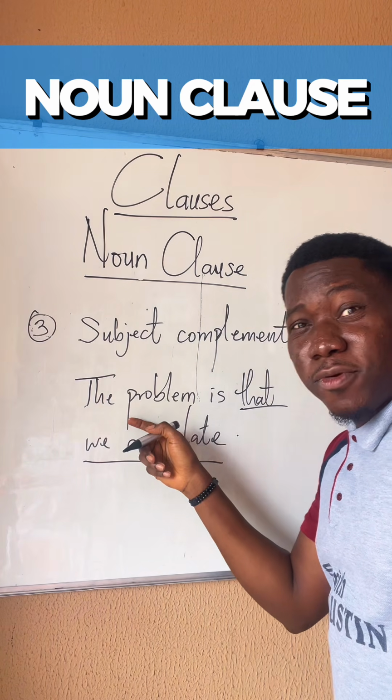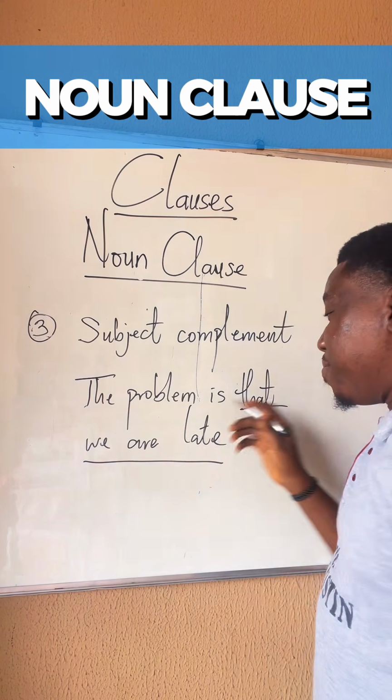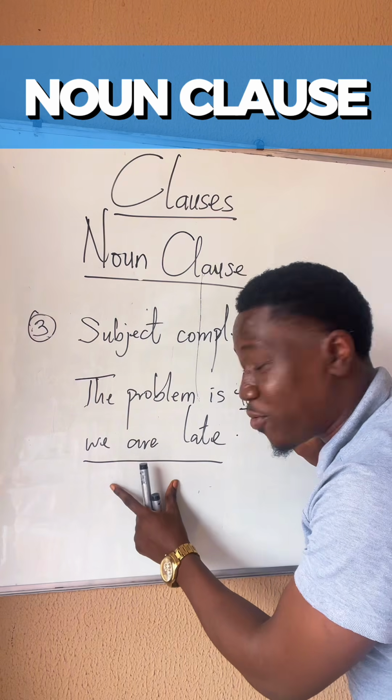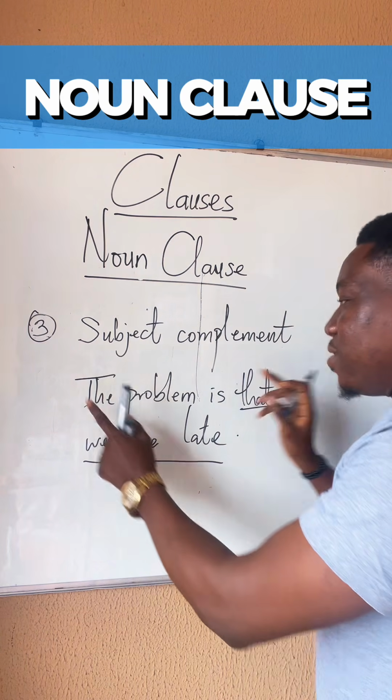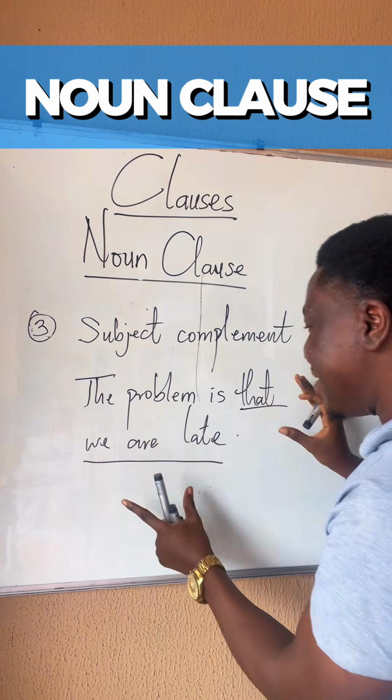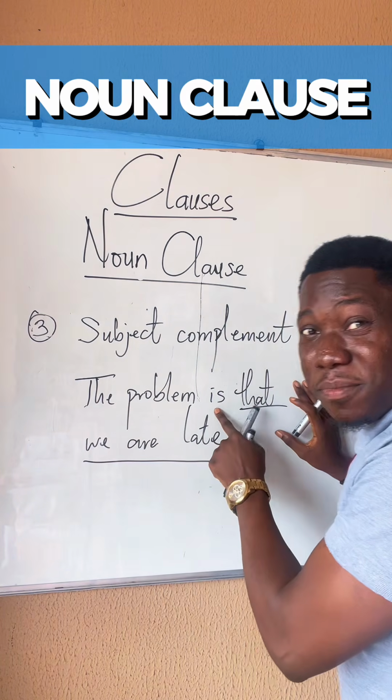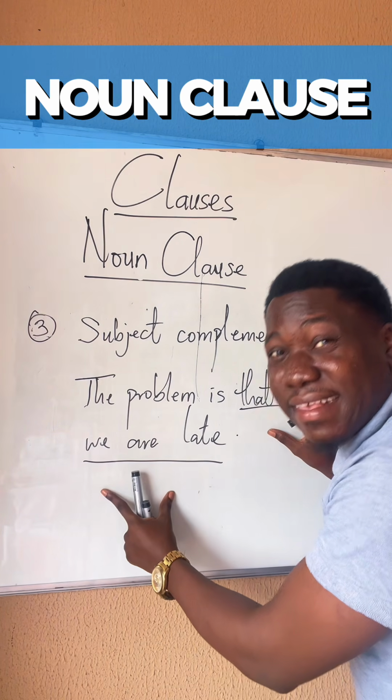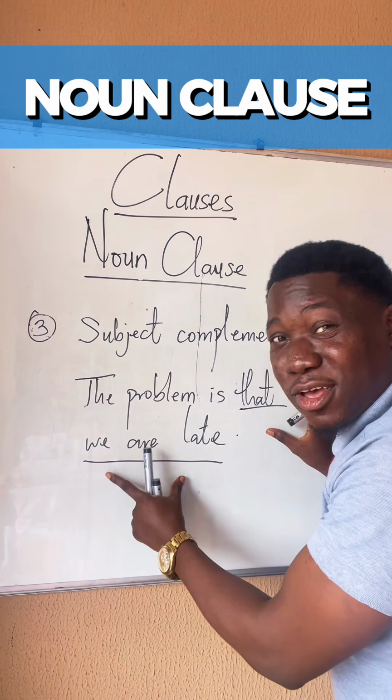The subject here is the problem. What is the problem? The problem that we are late. That is the problem. This is extra information about this. The problem, what is it? That we are late. The problem, linking verb, is that we are late. This is a noun clause acting as subject complement.